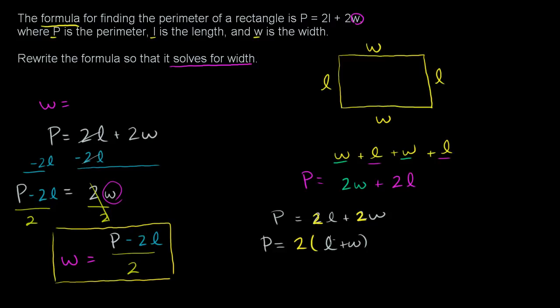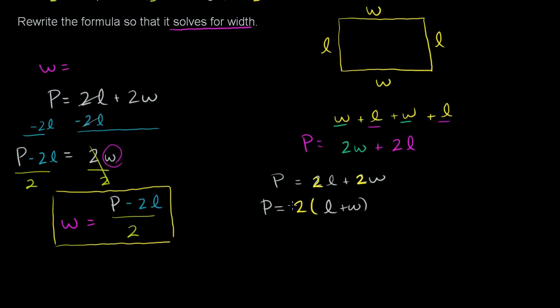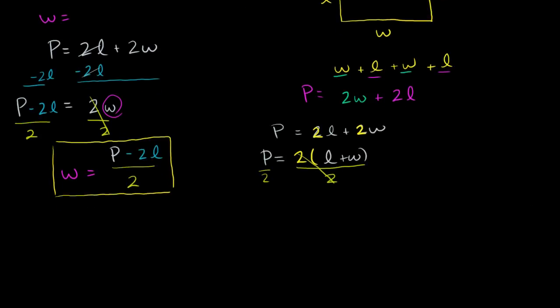Now, we can divide both sides of this equation by 2 so that we get rid of this 2 on the right-hand side. So if you divide both sides of this equation by 2, these 2's are going to cancel out. 2 times anything divided by 2 is just going to be the anything, is equal to P over 2. So let me just rewrite this over here. So we will get P over 2 is going to be equal to L plus W. And then if we want to solve for W, we just subtract L from both sides.